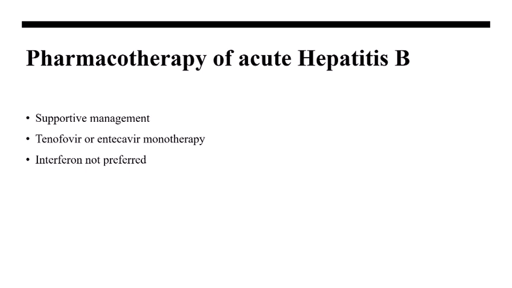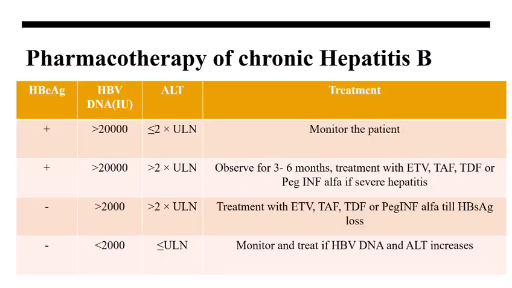In case of chronic hepatitis B, it requires other investigations like hepatitis E antigen, HBV DNA, and ALT levels. If the ALT level is more than two times the upper limit of normal, even if the hepatitis BeAg is present, or depending on the levels of hepatitis B virus DNA, antiviral treatment should be started. And if hepatitis BeAg is positive and the ALT levels are less than two times the upper limit of normal, we just have to monitor the patient.